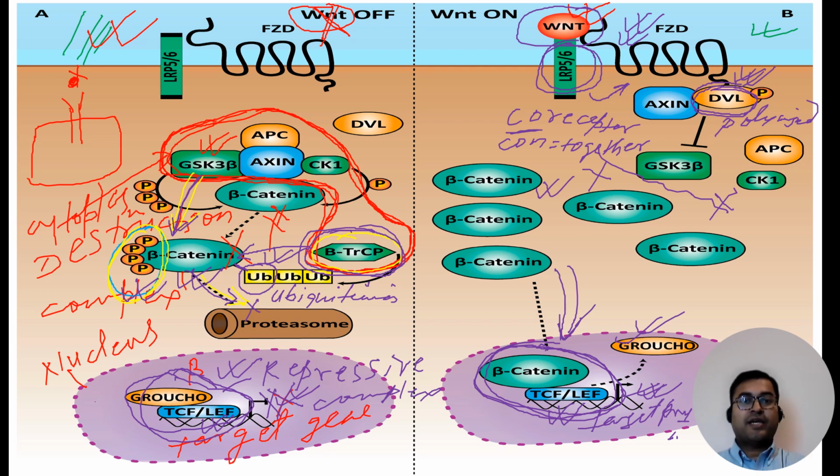So we can easily understand from this diagram now that presence of Wnt signaling disassembles the destruction complex, and because this destruction complex is disassembled, beta-catenin is free to go into the nucleus and activate the target genes.